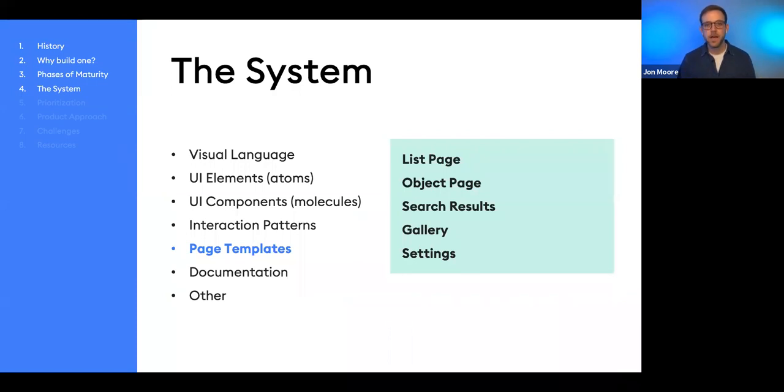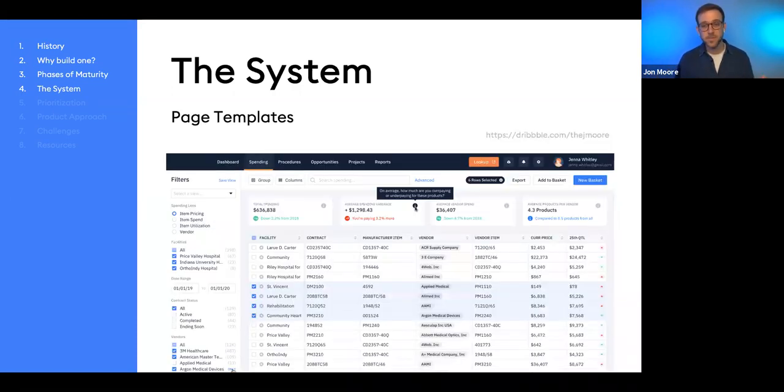Page templates. Things like list pages, object pages, search results, galleries, settings pages. They may look something like this. We're sort of looking at a list page here. This was something we worked on for a client. And so this is something that we would systematize and sort of reuse. These data tables are very common in this particular product. And so we wanted to really establish a feature-rich pattern for what data tables should look like and how they should work. And again, like I said, be very enthusiastic to reuse these time and time again throughout the product itself.